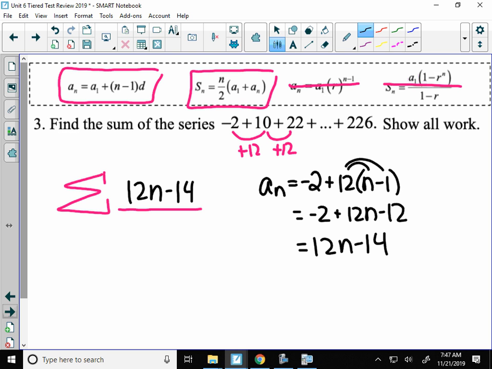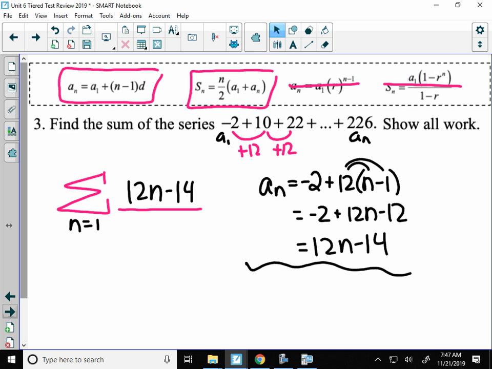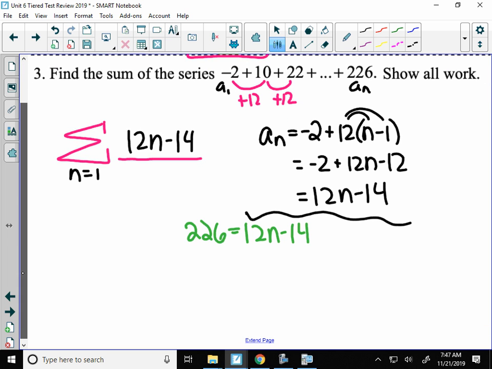Now, just like the last problem, I know that the first index is 1. That's what -2 is. That's a sub 1. I do not know what the n is for 226. So what I need to do is put that 226 equal to the formula. I'm going to take 226 equals 12n minus 14, because that formula is the formula for the sequence. And if I solve that, it'll find me the value of n.